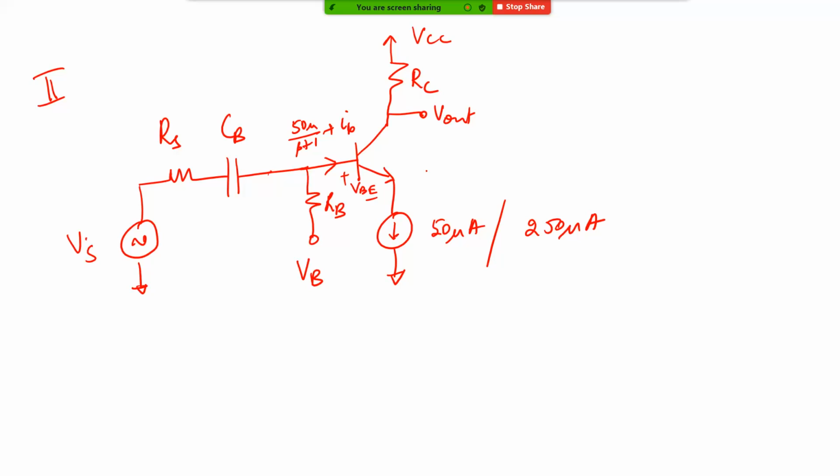What you are doing is forcing a certain amount of current through the emitter. Obviously most of the current comes through your collector, right? Or basically what are you saying? You want to put a current source here in the collector, something like this? Yes, sir.